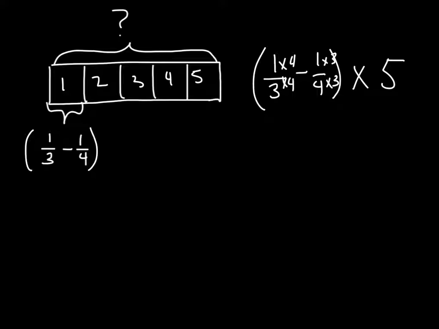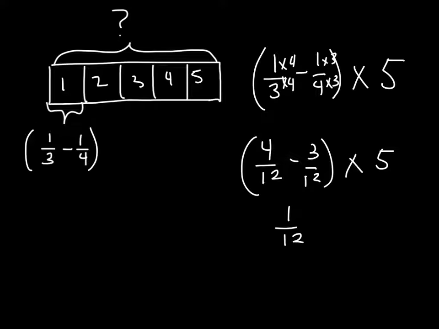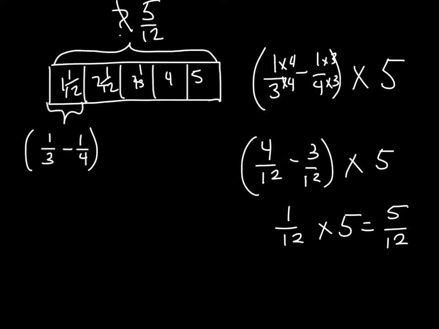And when I do that, I get 4/12 minus 3/12. And I've got to do that first before I multiply by 5. And 4/12 minus 3/12, of course, is 1/12, times 5 is going to equal 5/12. So I know that there are 5/12 as my total, because I just figured out that there was 1/12 in each of these 5 parts.